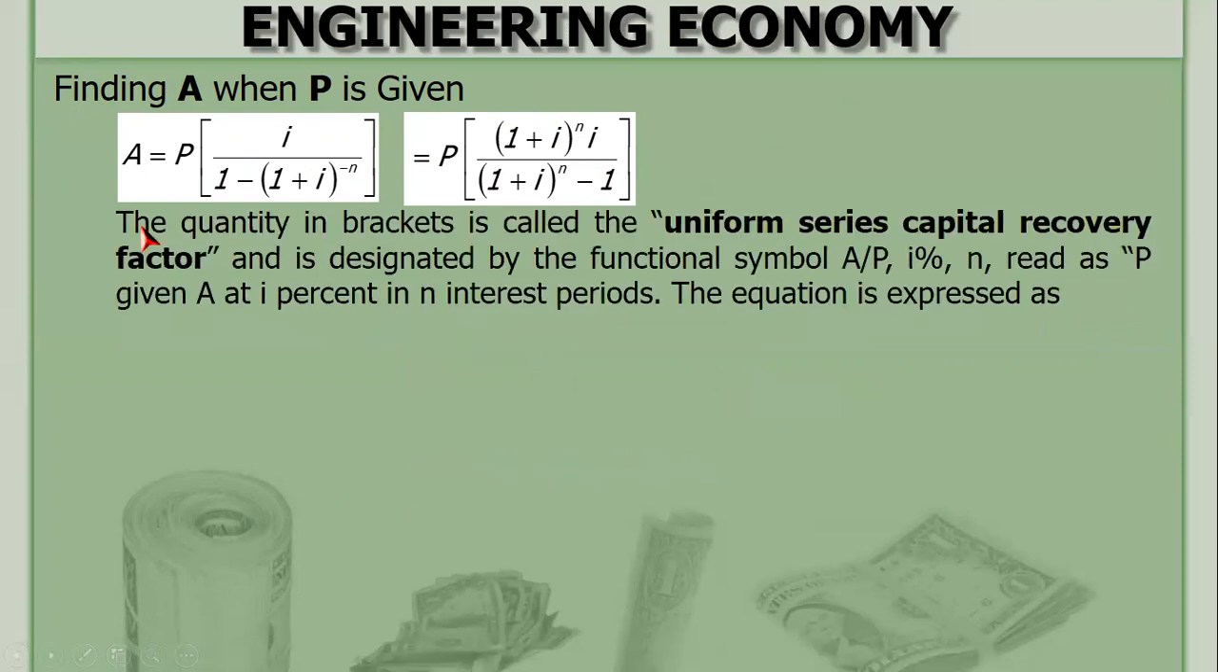And then the quantity in brackets is called the uniform series capital recovery factor, and is designated by the functional symbol A/P I% read as P given A at I% in N interest periods. Okay. And then last is finding A given F.